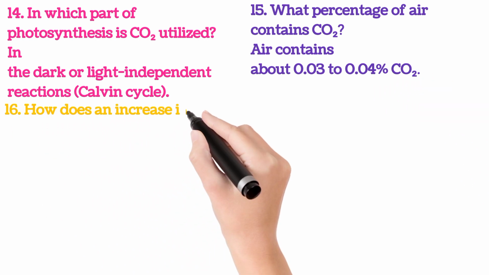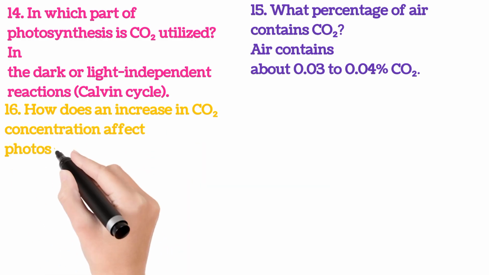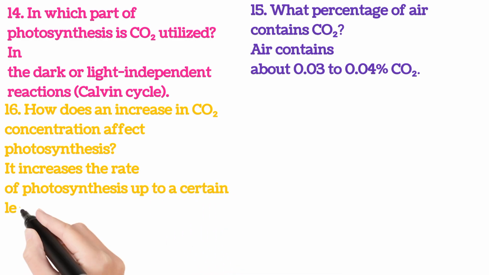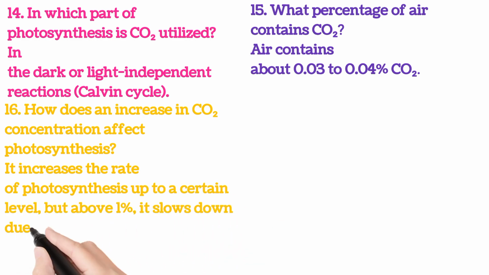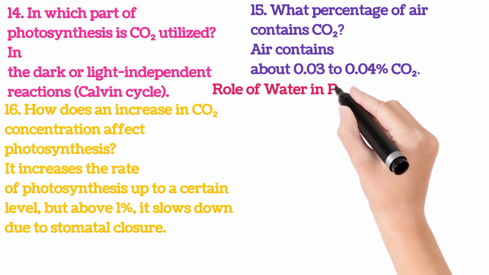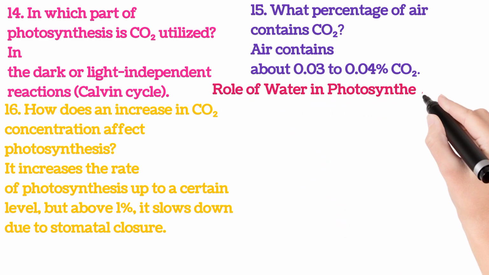16. How does an increase in CO2 concentration affect photosynthesis? It increases the rate of photosynthesis up to a certain level, but above 1%, it slows down due to stomatal closure.